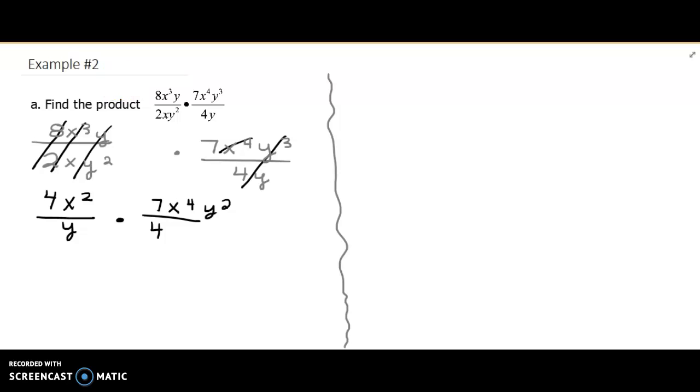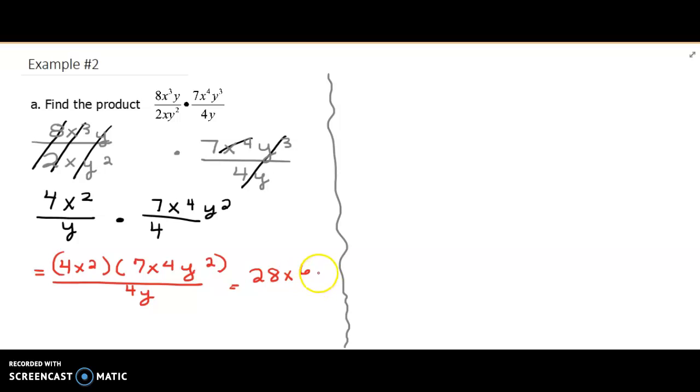Okay, so you could do it this way, and then you can multiply straight across. So this would just be 4x squared times 7x to the fourth y squared over 4y. Okay, and then if we combine these, this is 28x to the sixth y squared over 4y. Okay, and then from here, you would have to simplify again. So 28 over 4 is 7. There's still just the x to the sixth. y squared over y is just y.